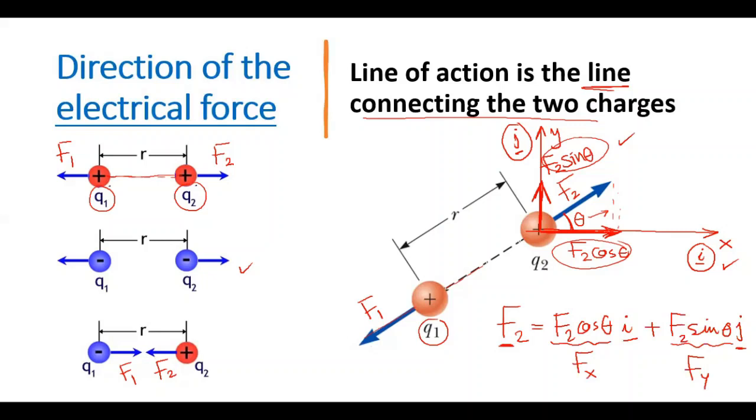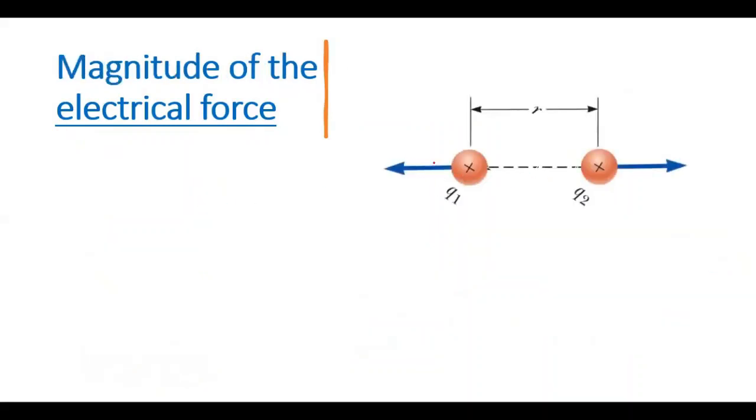Now we can go ahead to find the magnitude of F1 or the magnitude of F2. I assume that I have two charges, Q1 and Q2, so the force acting on Q1 is F1 and the force acting on Q2 is F2. Coulomb's law tells us that the magnitude of F1 is equal to the magnitude of F2. So they are equal in magnitude. They have different, opposite directions, but the magnitude is the same. If we have 2 newtons acting on Q1, we have 2 newtons acting on Q2 as well. And if we have 5 newtons here, we have 5 newtons here. So the magnitude is the same.